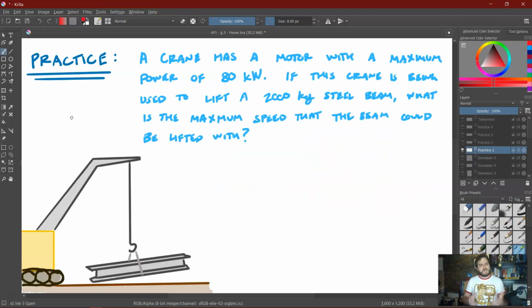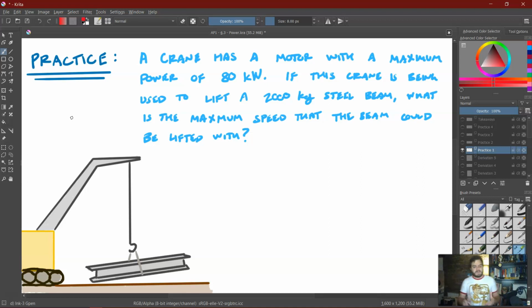So for instance, let's look at this problem. Let's say a crane has a motor with a maximum power of 80 kilowatts, 80,000 watts. If this crane is being used to lift a 2,000 kilogram steel beam, what is the maximum speed that the beam could be lifted with, assuming it's lifting it at a constant rate? So go ahead, pause the video, see if you can do this yourself. Shouldn't be too rough. Come back, let's see how you did.